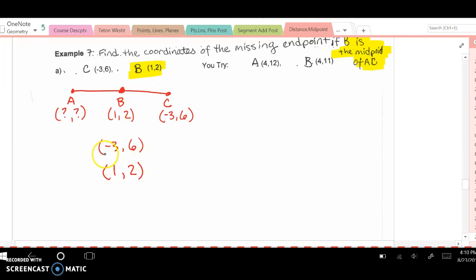the numbers. What you're going to do is look for what was the change from negative 3 to 1. What changed? Well, I went up by 4, right? Negative 3 plus 4 would be positive 1. So if you add 4 again, 1 plus 4 would give you 5. So you're just repeating whatever change there was from the first to the second number.